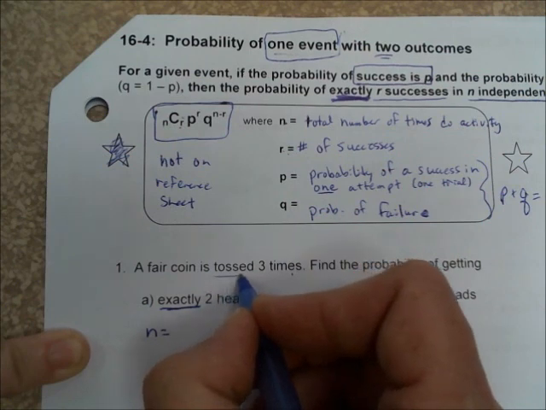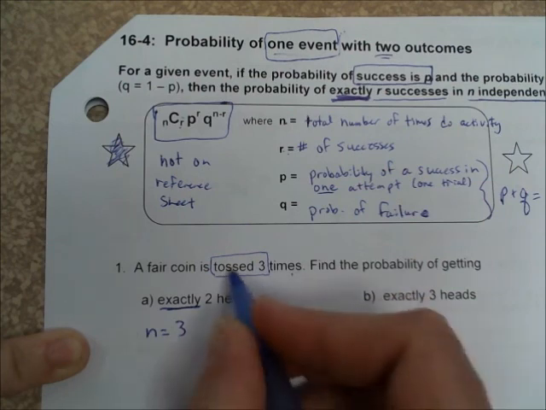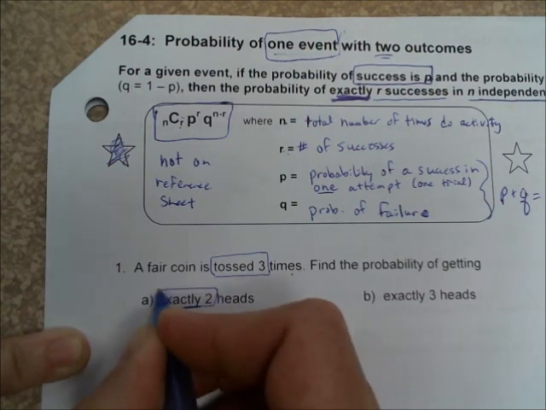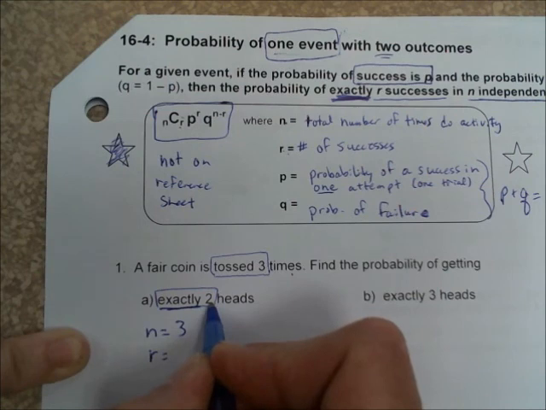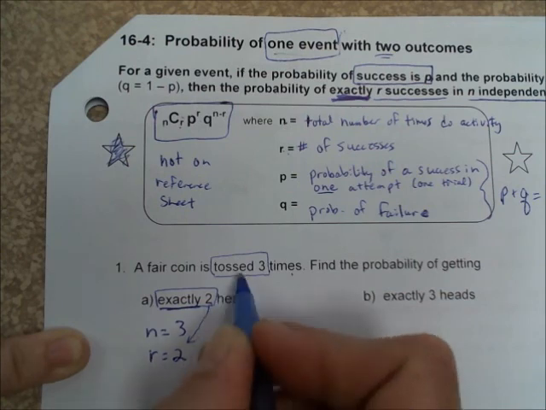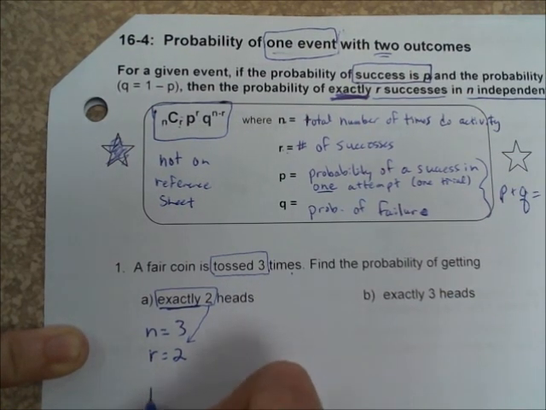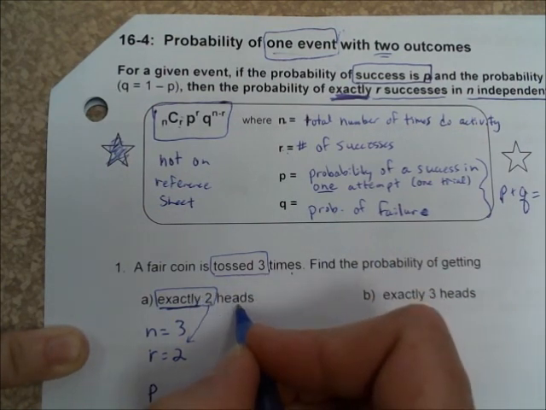Well, you're tossing a coin 3 times, so n is going to be equal to 3 because you have 3 tosses. R is the number of successes. We want exactly 2 heads. The number that comes after the word exactly will always be your R value. So we want 2 successes, 2 heads on 3 tosses. The P is the probability of flipping heads on exactly 1 attempt.